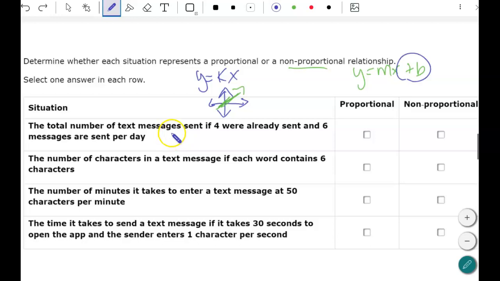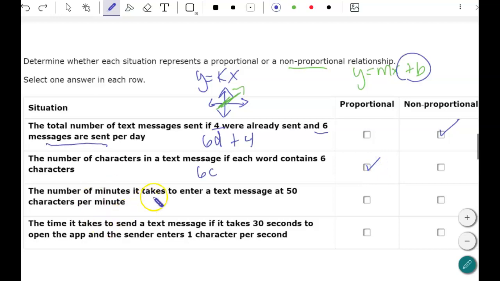It says the number of text messages sent if 4 were already sent and 6 messages per day. So the 6 messages per day is like 6 times d, the number of days. But it says 4 were already sent, so you have to add that 4. So because it has that plus 4, it's non-proportional. The number of characters in a text message if each word contains 6 characters. So 6 times c, there's no plus or minus, so that's proportional.